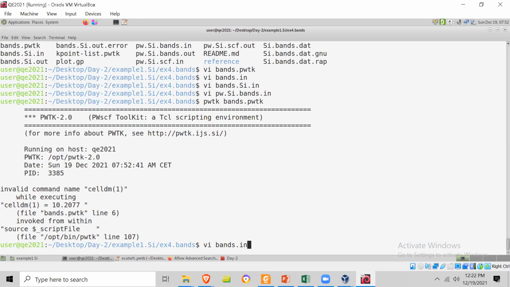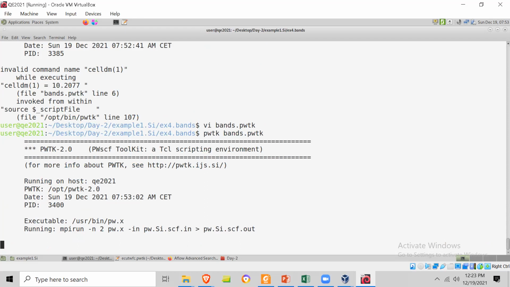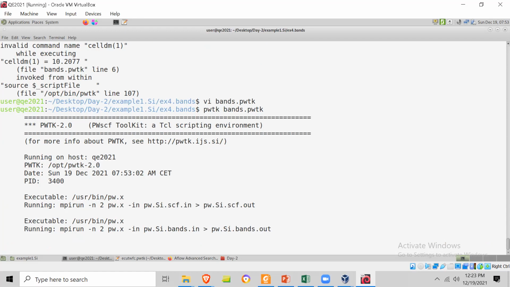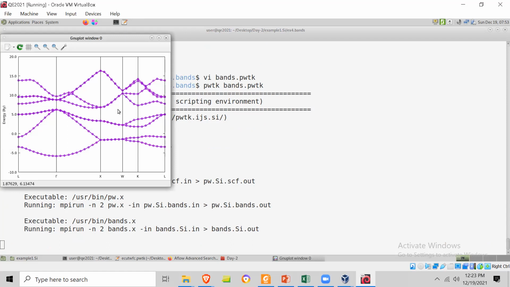Okay, it didn't accept this. Oh, yeah, these I'll have to take out. There we go. That should work now. Yes. So it first runs an SCF calculation, then it runs a bands calculation, and then to plot the bands, it needs to generate the bands output DAT file that is generated through the bands.x command. And finally, you get the bands of the silicon.